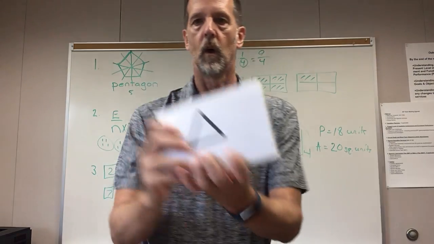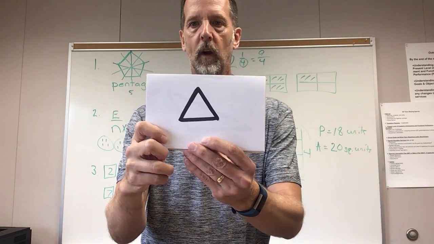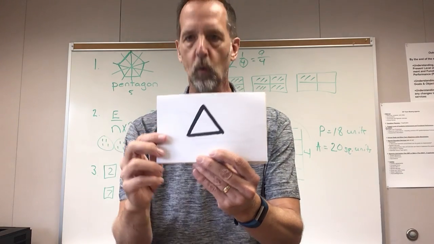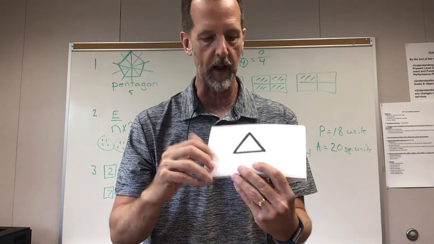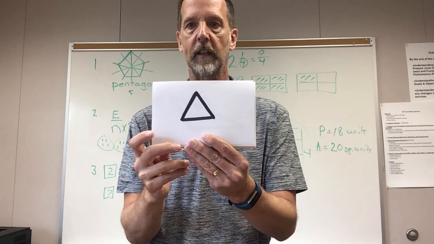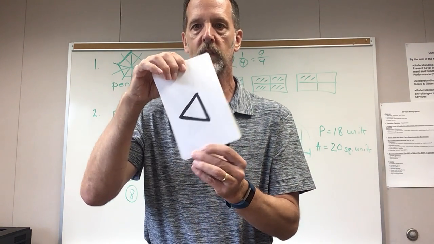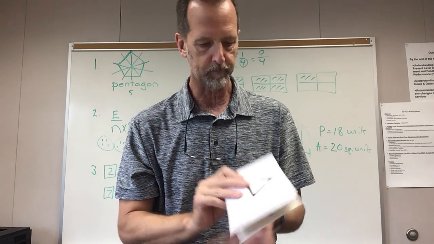All right? Name the figure. It's a triangle. What kind? All three sides are the same. They're equal. It's an equilateral triangle. Good. How many lines of symmetry? 3, because I can turn it this way, that way, and it all looks the same. I'm going to have 3 lines of symmetry.